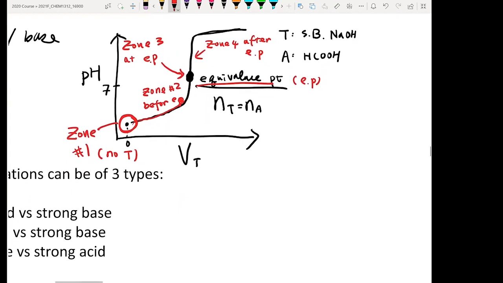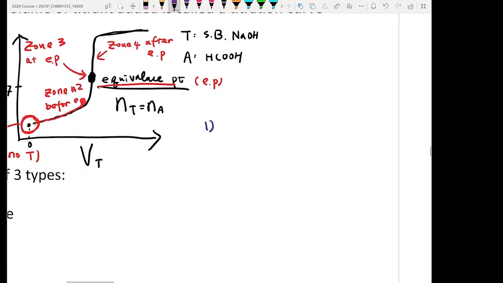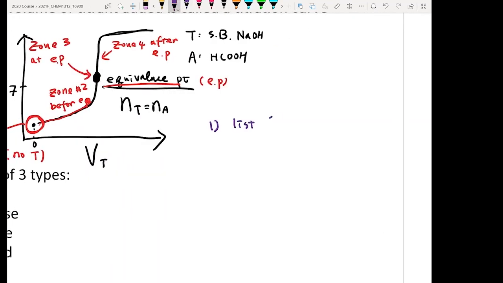The general approach to solve a question like this: follow 4 steps. Step number 1, you want to know what is your titrant, what is your analyte, so that you will know what solution you have in the very beginning. Step number 2, you want to write out the ionic equation. Here we're going to write out 2 different ionic equations. One is the so-called complete, and then the other one is called the net ionic equation.